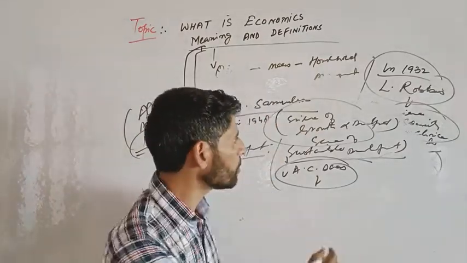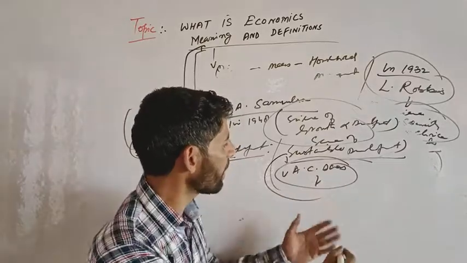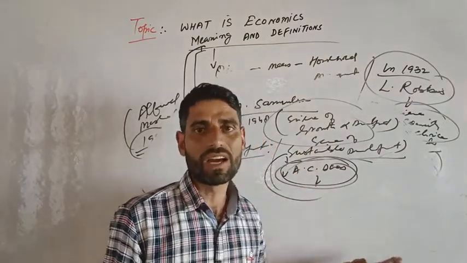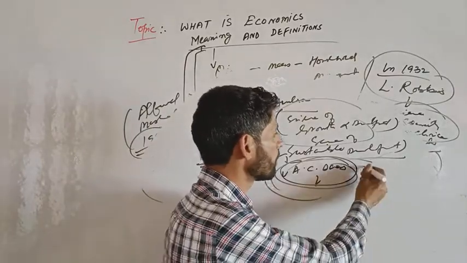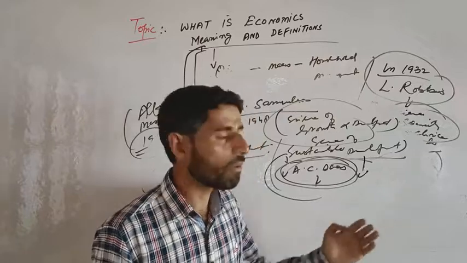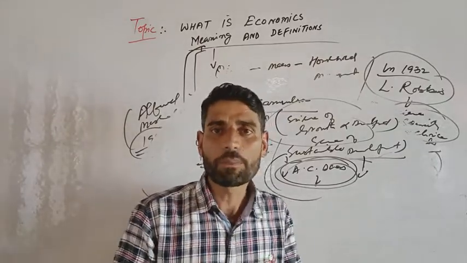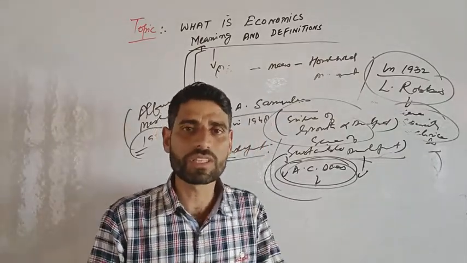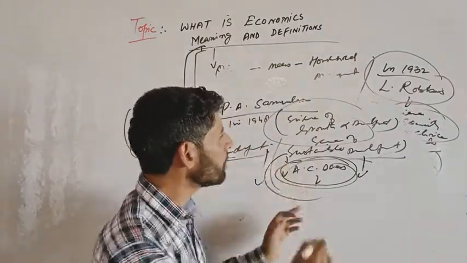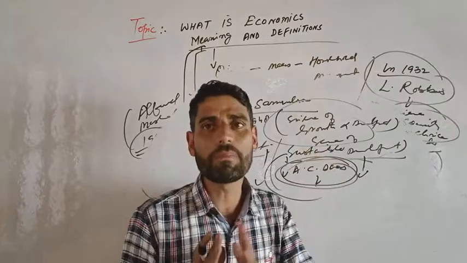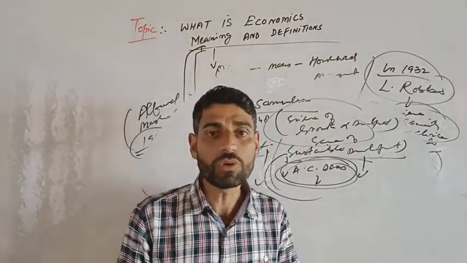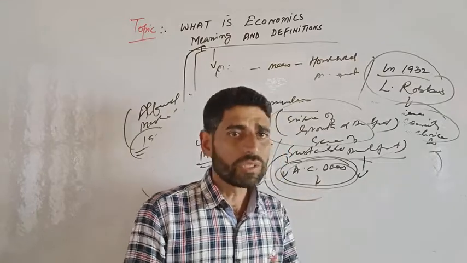So modern economists ने क्या किया? A.C. Das and other economists, clear? Modern जो हमारे आज के economists हैं, A.C. Das and other economists, they started talking about what? They start talking about the future generation and protection and conservation of resources. That's why we see that the modern definition of economics is sustainable development. Clear? Sustainable development.